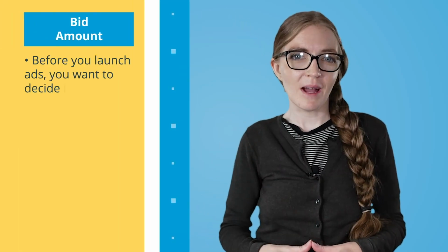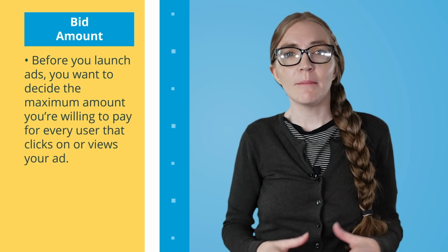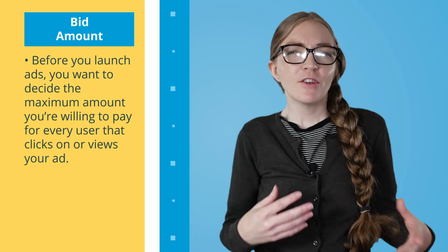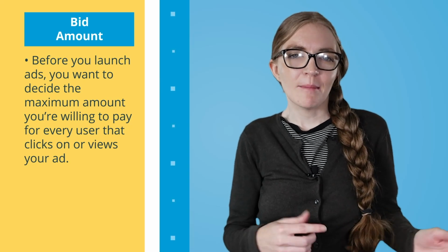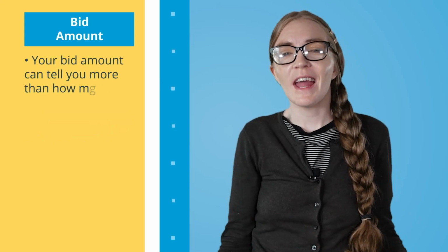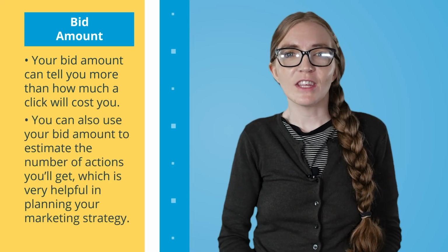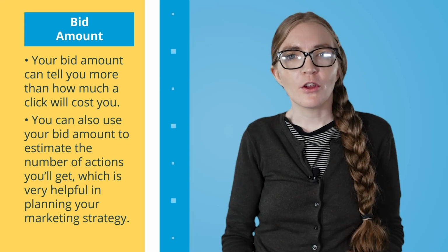Number 3 is your bid amount. Before you launch ads, you want to decide the maximum amount that you're willing to pay for every user that clicks on or views your ad. If you're new to ads, I would start with the averages that I mentioned earlier. Your bid amount can tell you more than how much a click will cost you. You can also use your bid amount to estimate the number of actions that you'll get, which is super helpful in planning your marketing strategy.